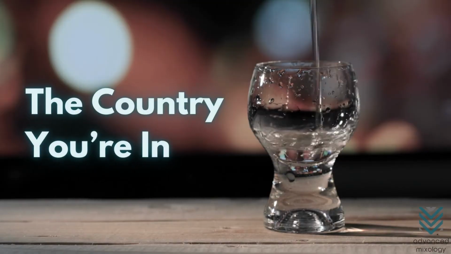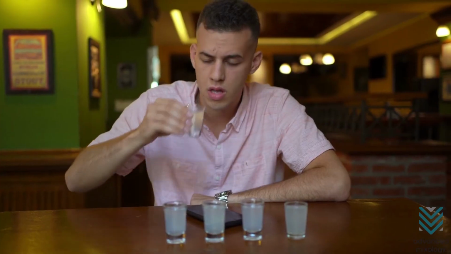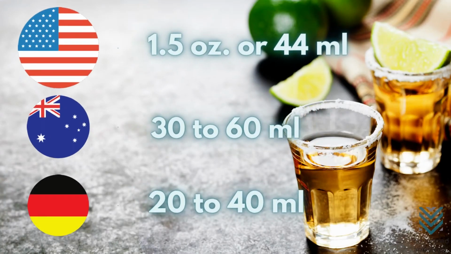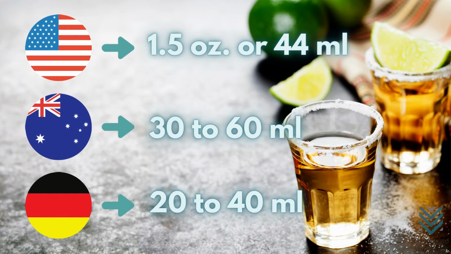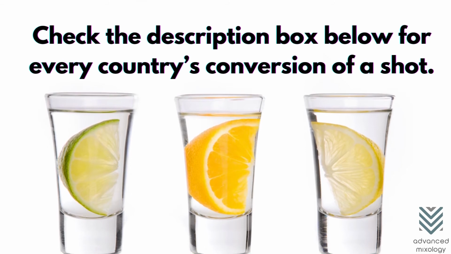The country you're in. Believe it or not, the country where you drink has various qualifications of how many ounces in a shot there is. As mentioned earlier, a single shot is at 1.5 ounces or 44 milliliters in the United States. In Australia, it ranges from 30 to 60 milliliters, while in Germany, the standard shot is only 20 to 40 milliliters. Check the description box below for every country's conversion of a shot.